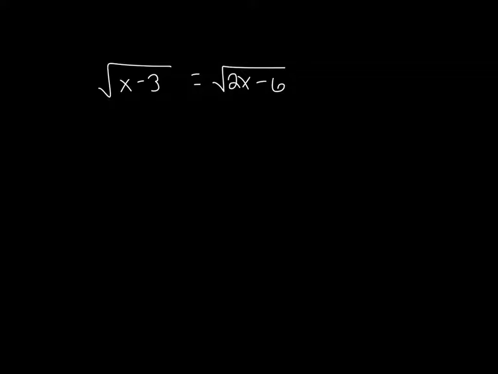Okay, when you have a radical on both sides, we still do the same thing. We can eliminate the radical by squaring it. So we just take each one and we square it. So x minus 3 equals 2x minus 6.